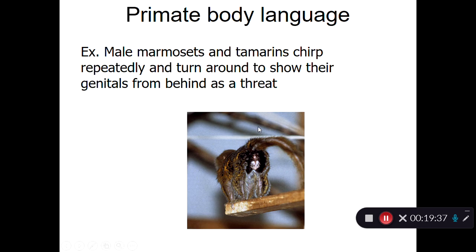Some animals, and this monkey in particular, after making some sounds, they actually show their genitals from behind as a threat. So this guy is basically showing his genitals and saying to the other males, like, I'm a big, strong guy. I've got these characteristics. You don't want to mess with me. It's kind of a funny way of behaving, but this is an easy assessment for the males to make.